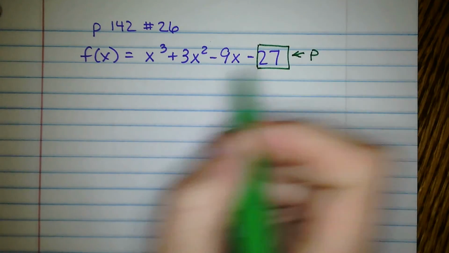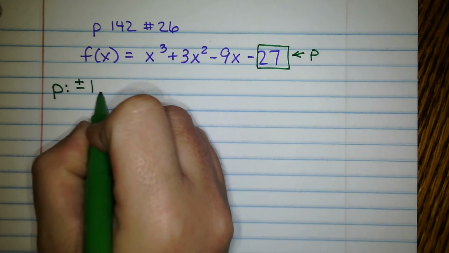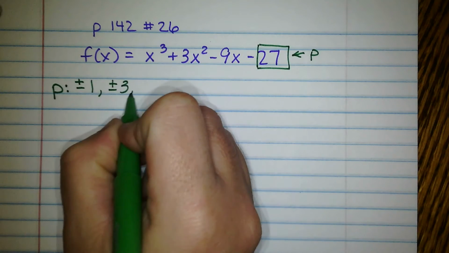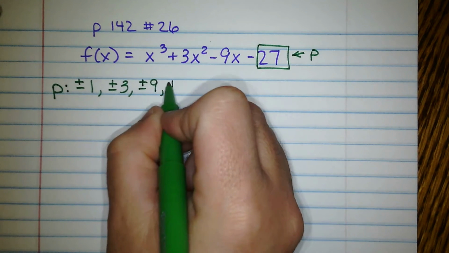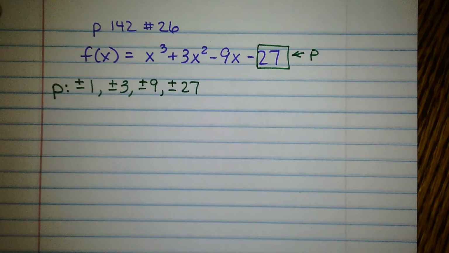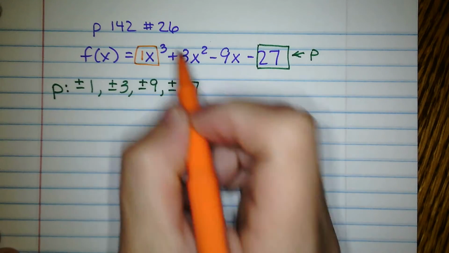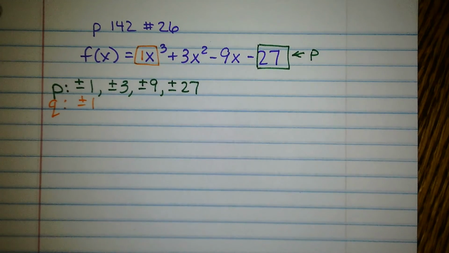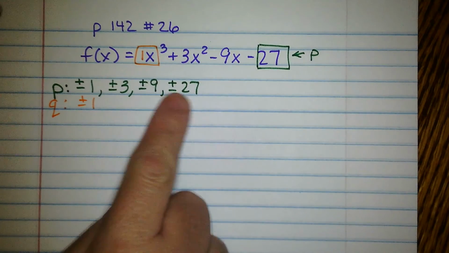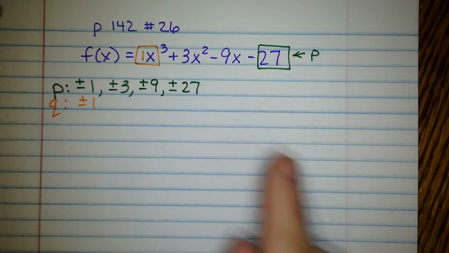P is 27. All of the factors of 27: 1, 3, 9, 27. As far as the Q goes, plus or minus 1. So that's it. This over 1 is just itself.